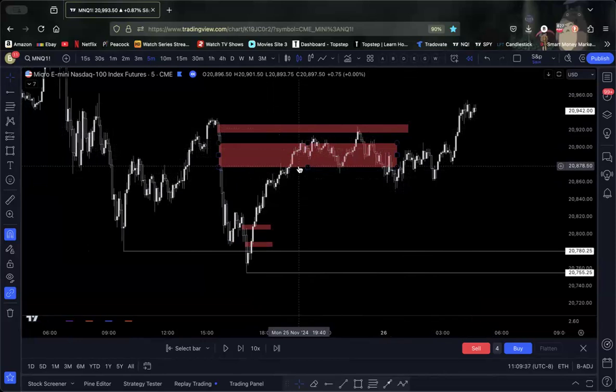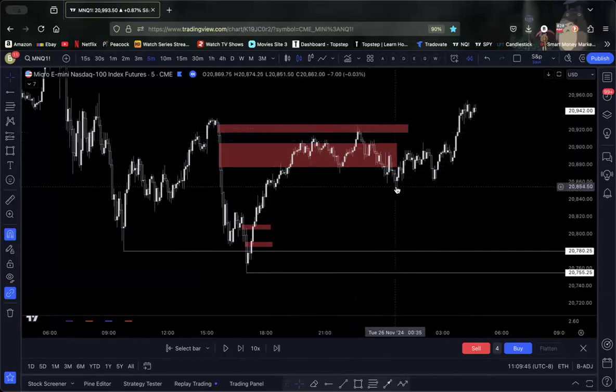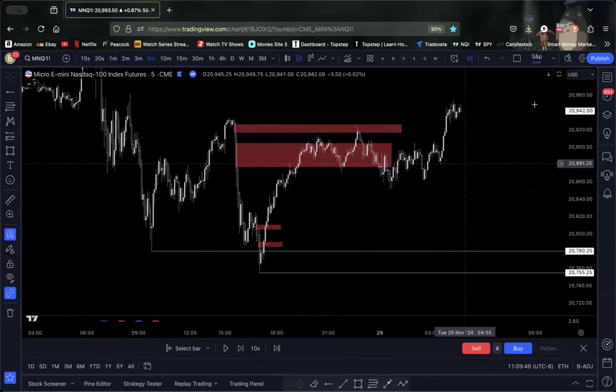And fair value gaps are a good way to give you a reason to exit. And then we had this little internal sweep here to make us pull back a little bit, scare people out. And then we continued up. But yeah, so hopefully I answered the question for you.